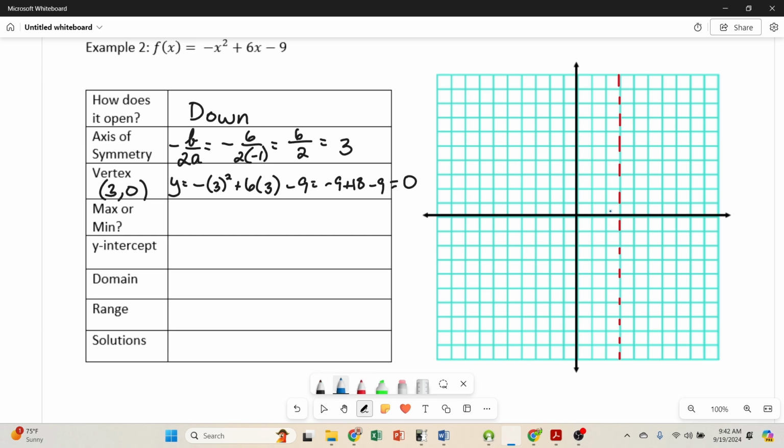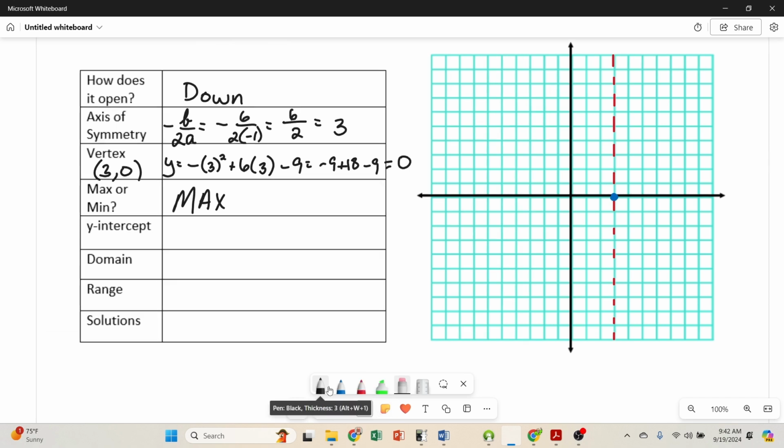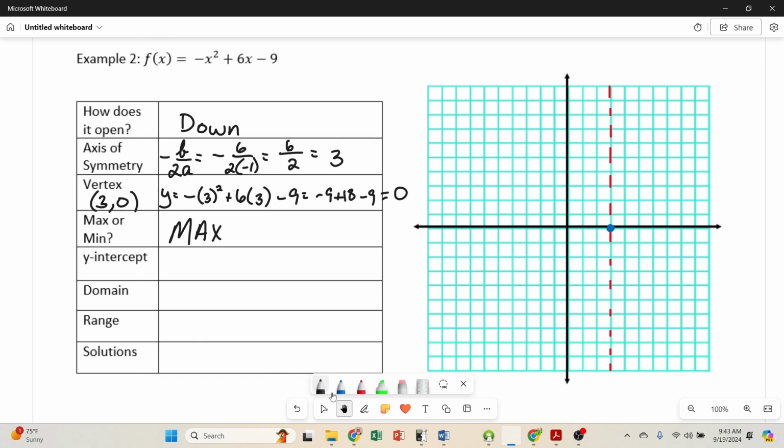So I'm going to come over here and go over 1, 2, 3, and 0. Is this a max or a minimum? Well, this is a maximum, right? Our y-intercept, in this case, whoop, I accidentally slid this down. Our y-intercept is -9, so I'm just going to come here and go down 1, 2, 3, 4, 5, 6, 7, 8, and 9 and put a dot right there.